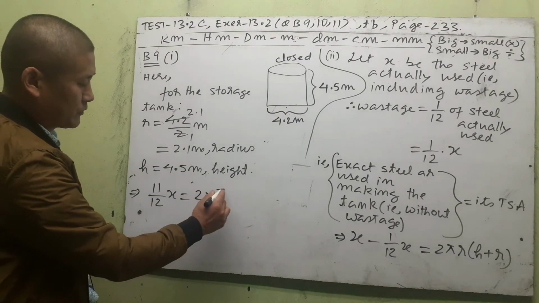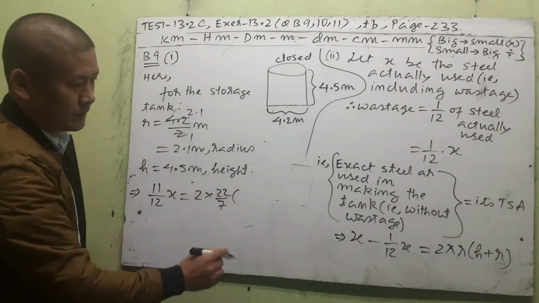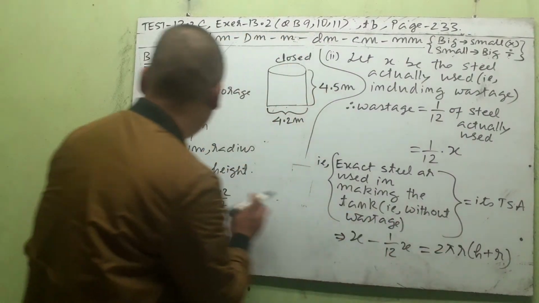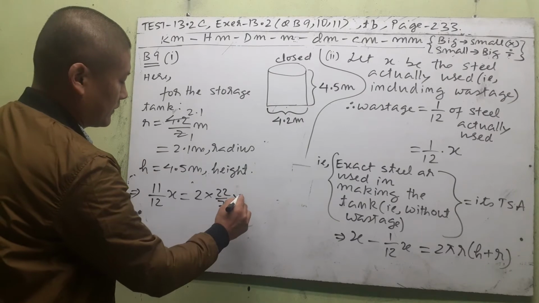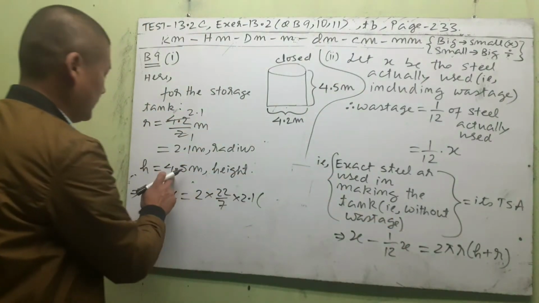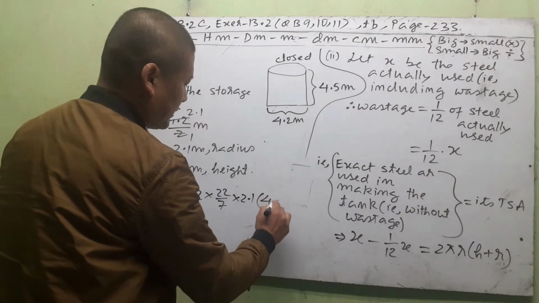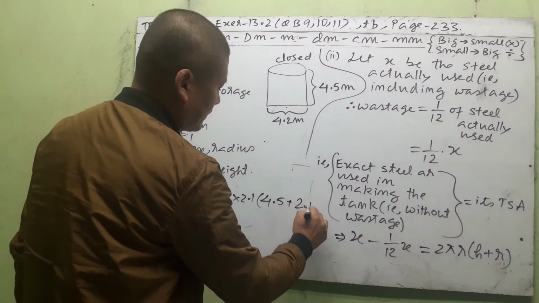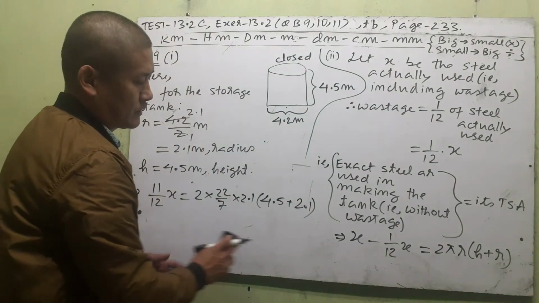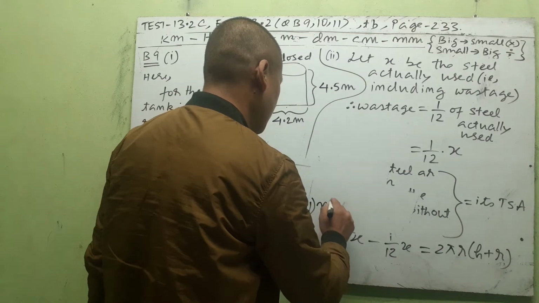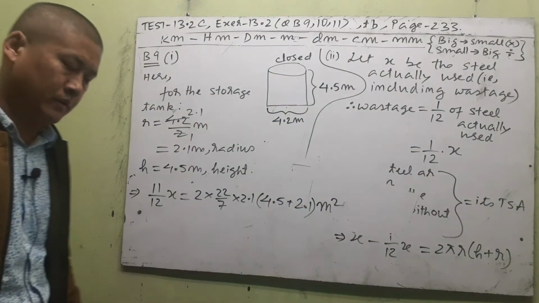2 into 22 by 7 into 2 pi r. R is here 2.1 into h plus r. So h is here 4.5 plus r is 2.1. We can just write meter square.